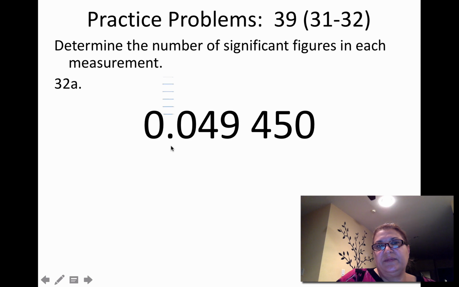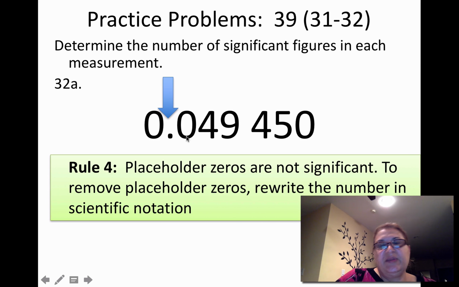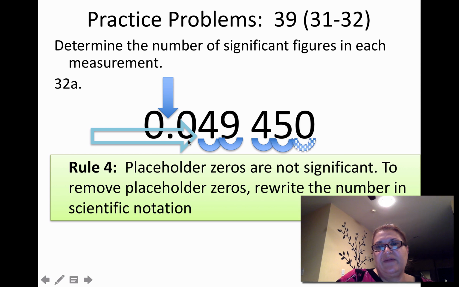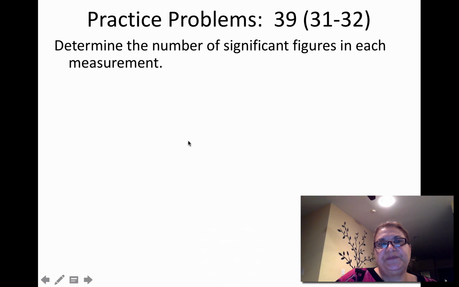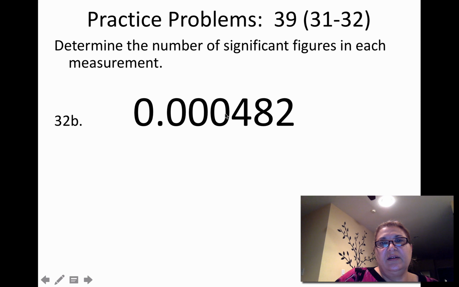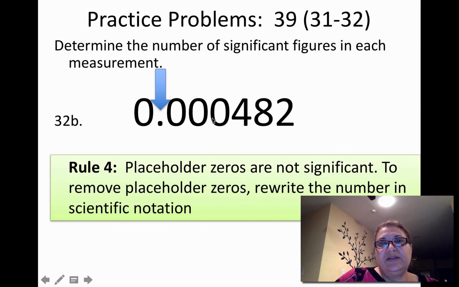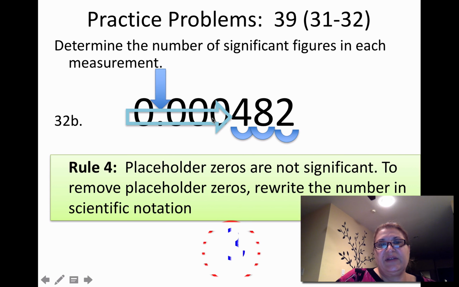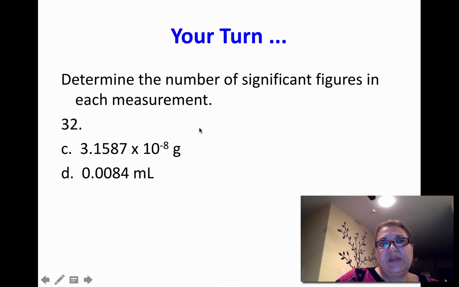.049450. There's a decimal, but this zero is a placeholder, and everything else counts. So 1, 2, 3, 4, 5. 5 significant figures. All these zeros are placeholders, so there's only 1, 2, 3 significant figures. And C and D was for homework.